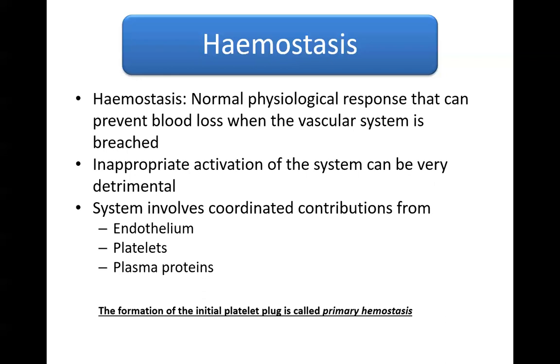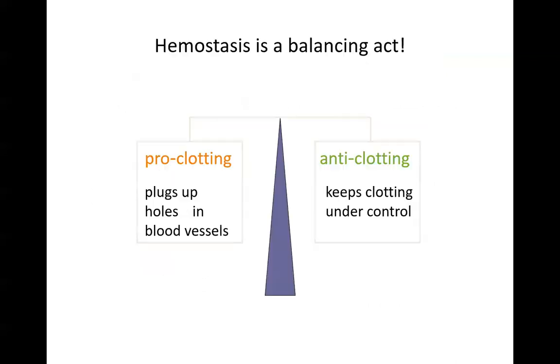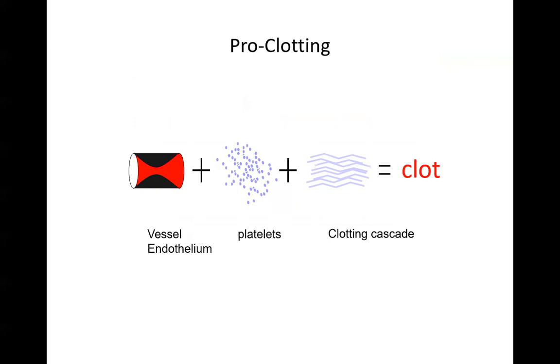Now, as I've said, it is the coordinated response between endothelium, platelets, and plasma proteins or clotting factors. And the two main mechanisms are known as primary hemostasis and secondary hemostasis. Okay, so it is a balancing act between the pro-clotting factors and the anti-clotting factors. We will discuss both of those. The main three things are endothelium, platelets, and the clotting cascade. And when all three come together, they lead to the formation of a thrombus or a clot.